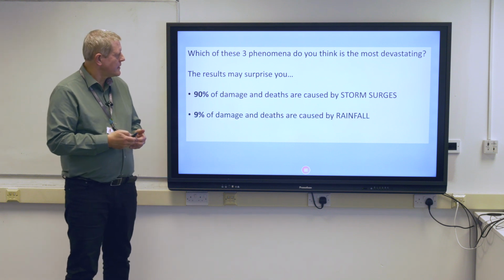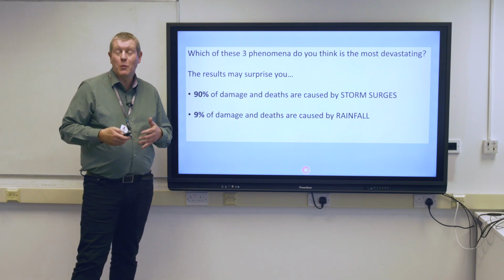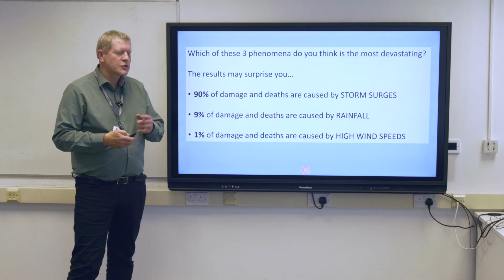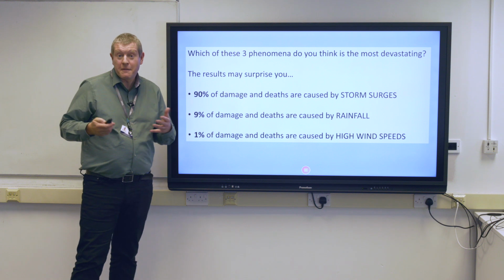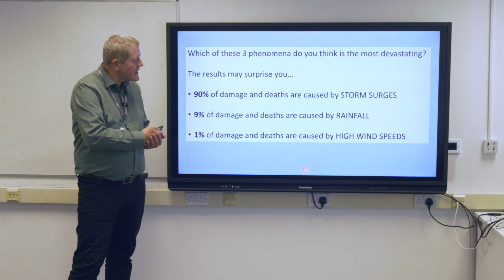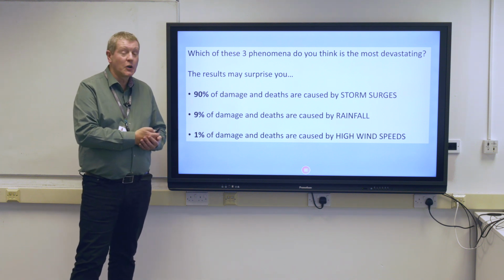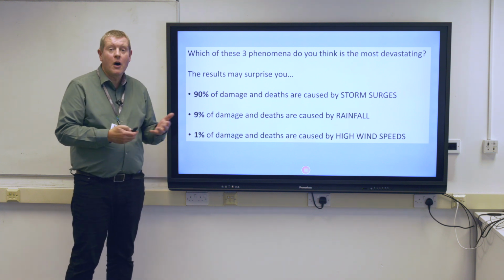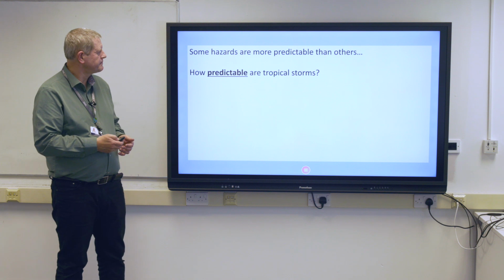Only 9% are caused by rainfall. That's normally when the rainfall triggers landslides. And just 1%, although the media feature winds a lot, just 1% of deaths and damage are caused by high winds in tropical storms. So these are the key hazards.